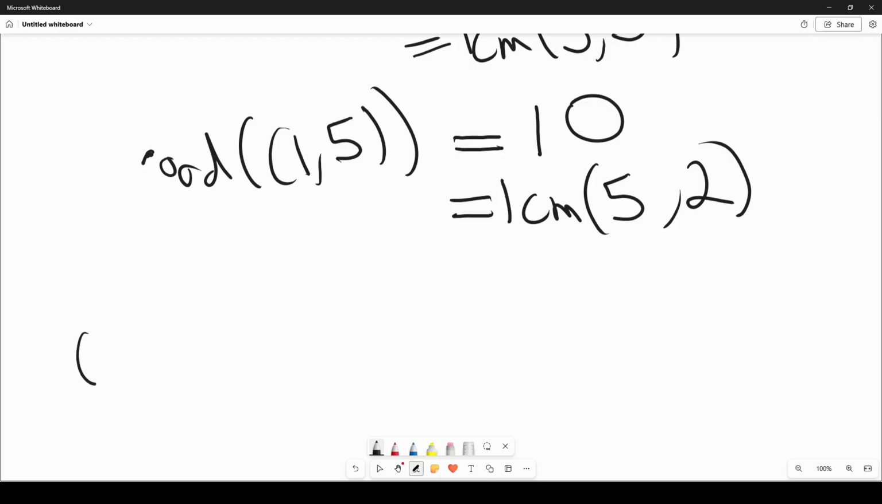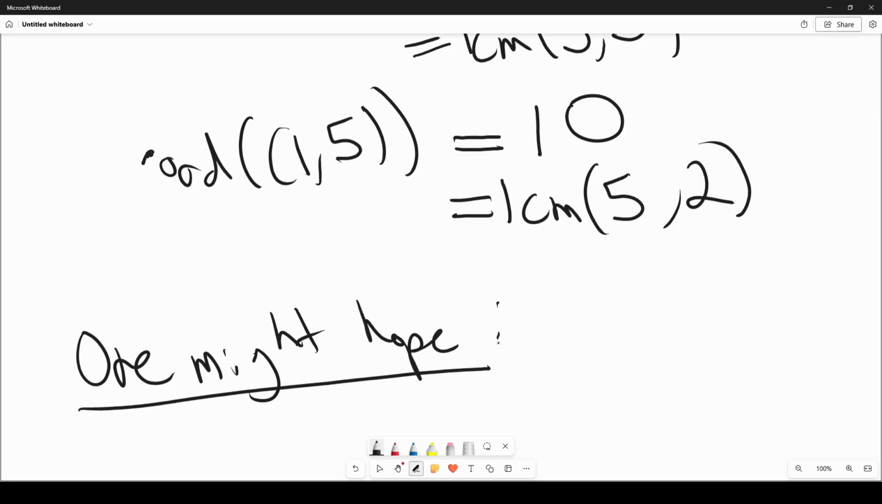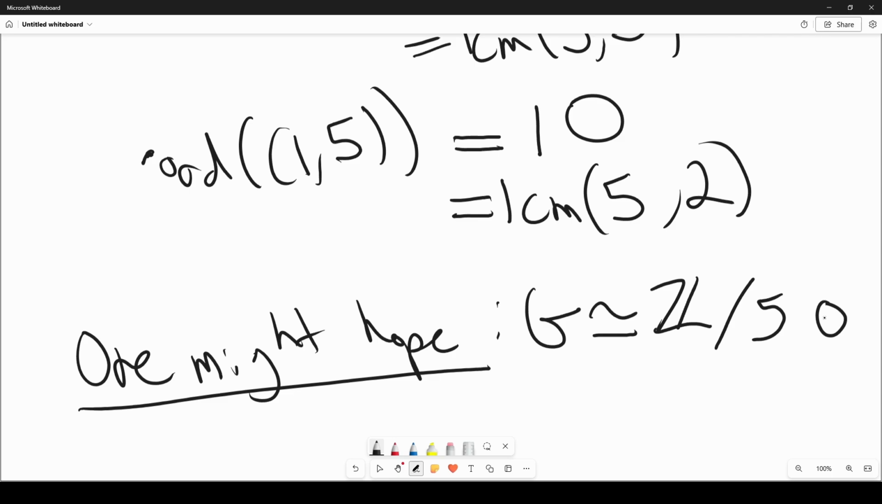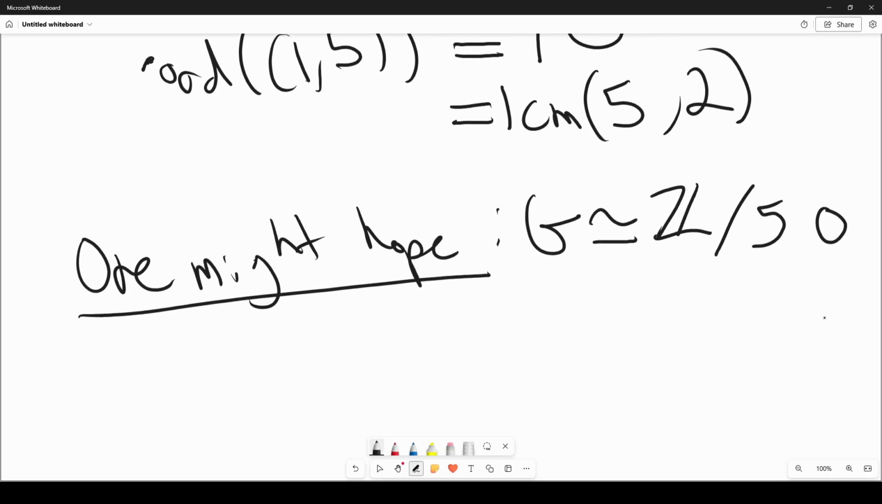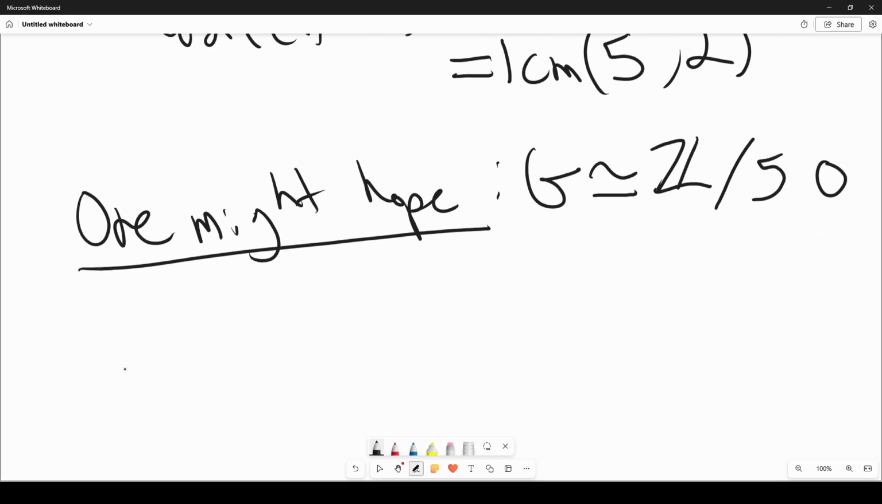In fact, one might hope, in this case, that G is isomorphic to Z mod 50, right? Because I got a Z mod 5 and Z mod 10, I'm multiplying that together. It only makes sense if that gives me Z mod 50, right? I mean, that's just kind of how numbers work. Unfortunately, this is not true in this case in particular.